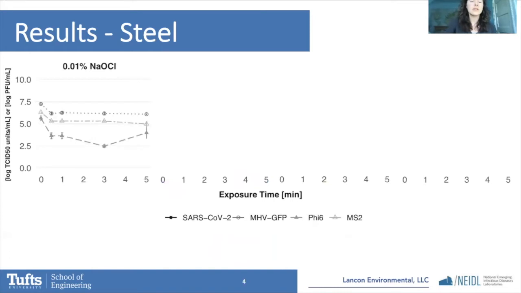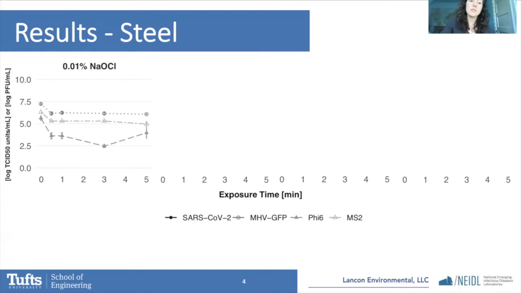So if we look at the results for steel, for instance, the way we can read these graphs is that on the y-axis, we have the log TCID50 units per milliliter or log PFU per milliliter for each of our organisms. Our coronaviruses are plotted as circles, with SARS-CoV-2 being a filled-in circle, MHV being an open circle, and our bacteriophages are plotted as triangles, with phi 6 being a filled-in triangle and MS2 being an open triangle.